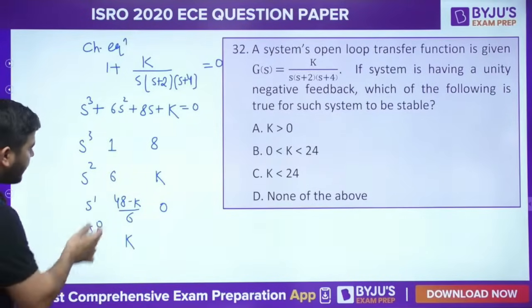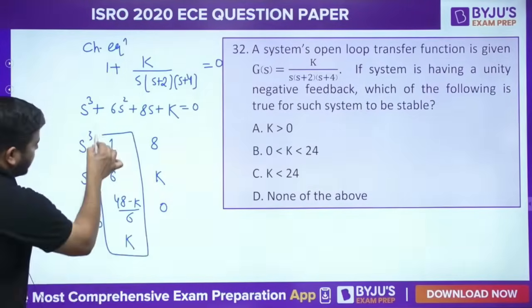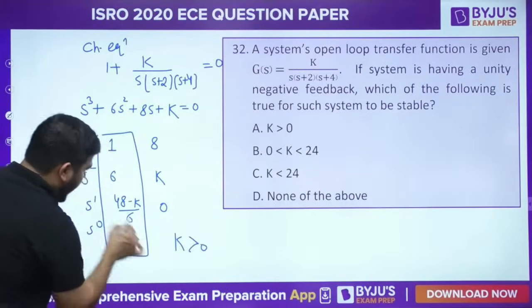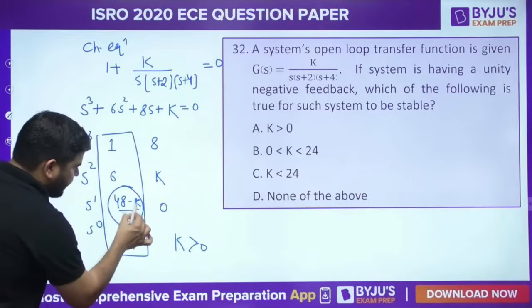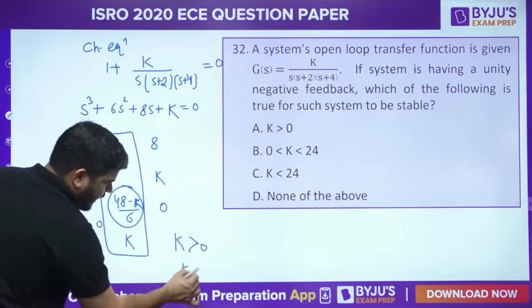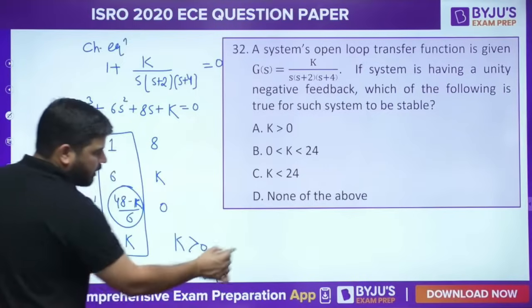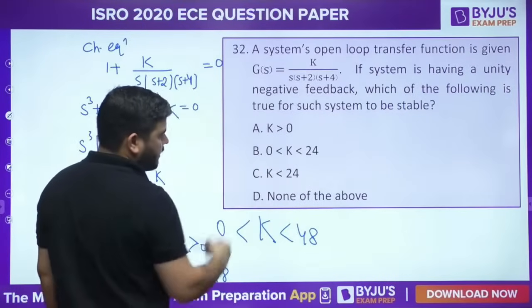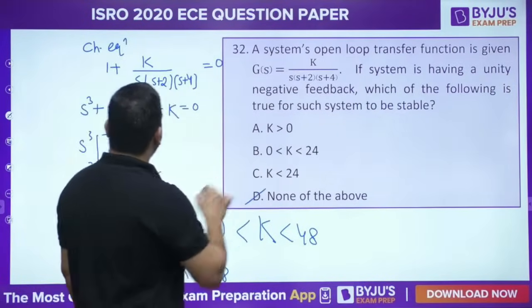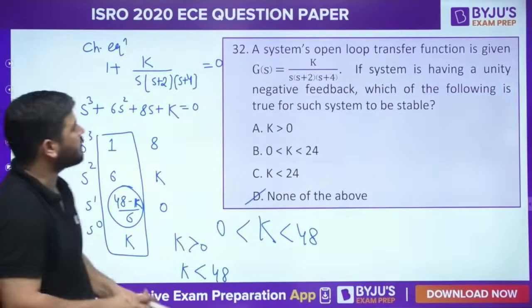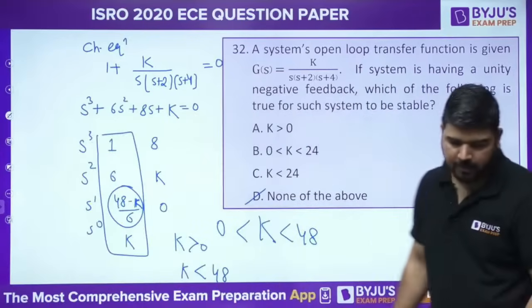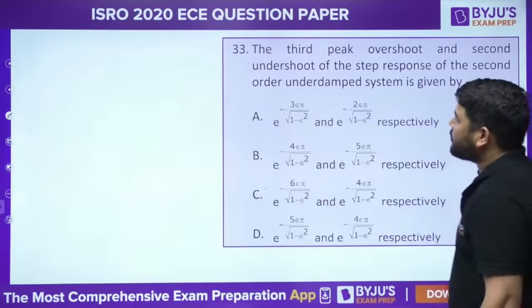Now you can see that to make the system stable, all the terms have to be positive. It means K should be greater than 0 and K should be less than 48. Then only it will be positive. So the overall range is K greater than 0 and less than 48, and it is mentioned nowhere. So the answer is D, none of these. Please check it. This was a simple question. I hope my calculation is correct. So this way you can solve the problem. It's easy peasy. Let's come to the next question.